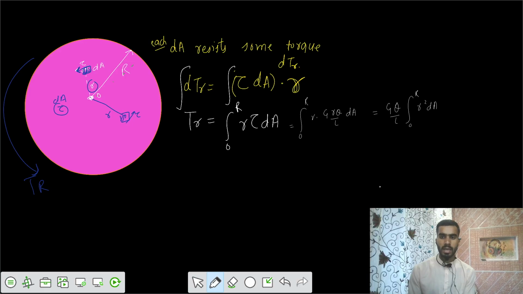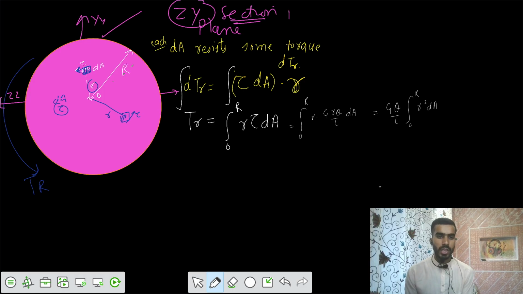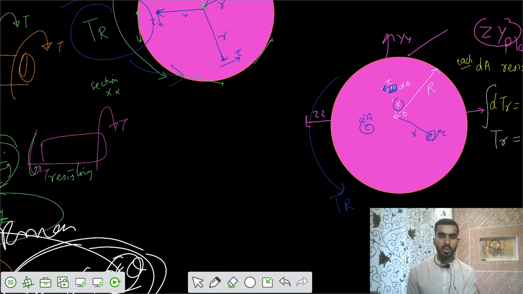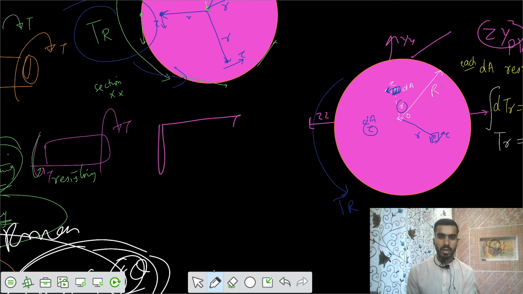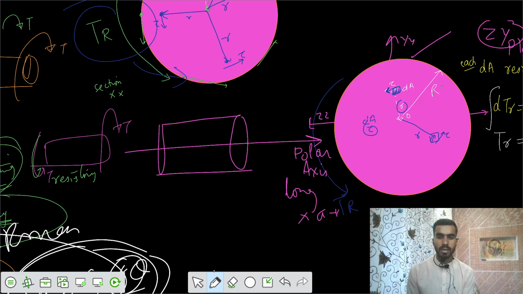But the thing is that in this section, we have the section in the z direction and in the y direction, so the section is in the zy plane. But rotation is about the long axis. Let's say we have this section, and this is the long axis, the polar axis, or the x-axis. The rotation is about this axis, so there should be some resistance about that axis that can resist this rotation.